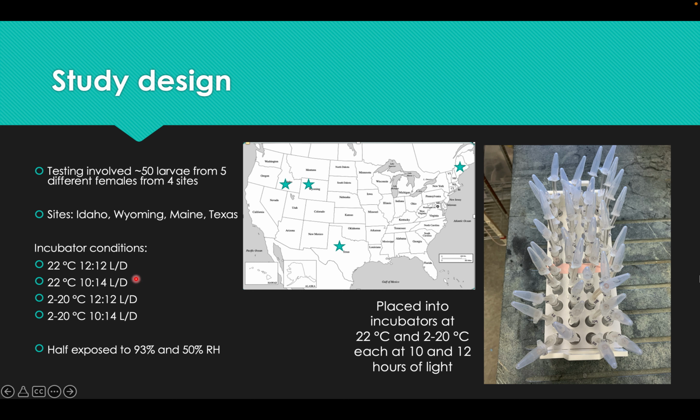And each of these temperature groups had 2 different light cycling periods, one that had 12 hours of day, 12 hours of dark, and then the other one that had 10 hours of day, 14 hours of dark. This here on the right is an example of the test tube rack that was put into each incubator. The top half was the 50% relative humidity group, and the bottom half is in 93% humidity. And then each of these 4 rows represents a site, and each of these 5 test tubes are the individual females.